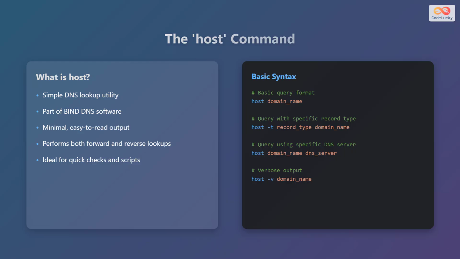To query a specific record type, use the -t option, followed by the record type. For example, host -t mx example.com will query the MX records for example.com. To query using a specific DNS server, type host, the domain name, followed by the DNS server address. The -v option provides a verbose output.